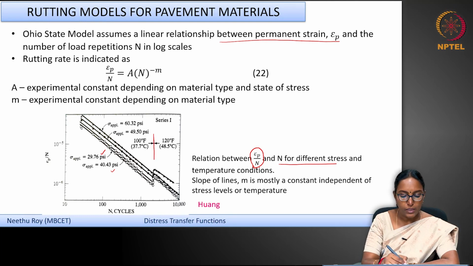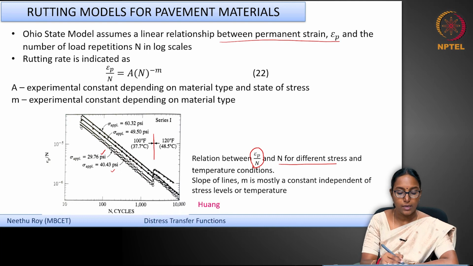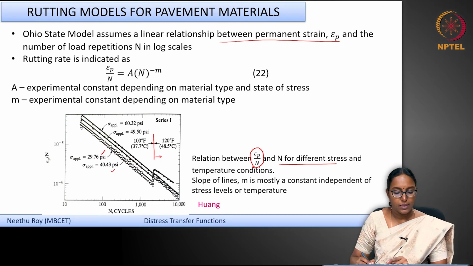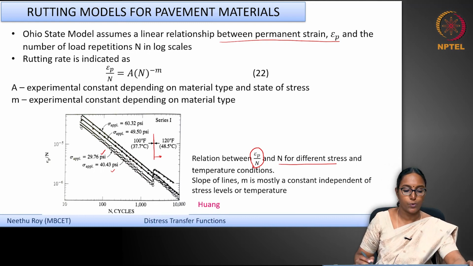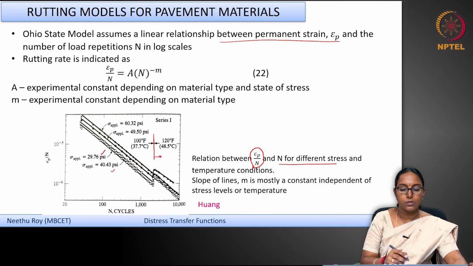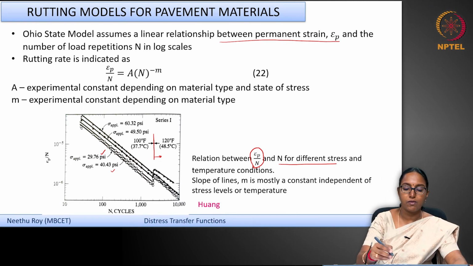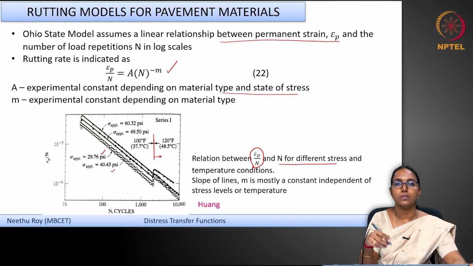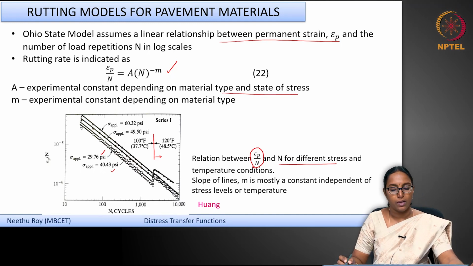See, till here the temperature is 100 degree Fahrenheit, and beyond that this is like 120 and so on. So, a series of experiments are conducted on materials at different temperature levels, and the accumulated permanent strains are captured, and then it is plotted here. And then from this, a linear relation can be developed, and the rutting rate is indicated as epsilon P by n is equal to A n raised to minus m, where A and m are constants, which essentially depend upon the material type and the state of stress which is used for testing the material.